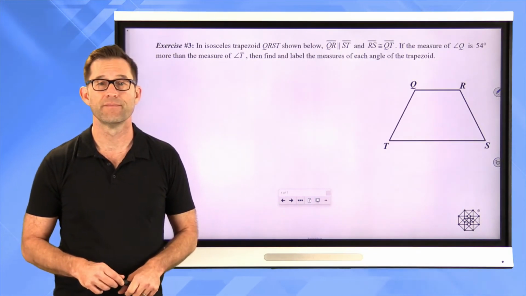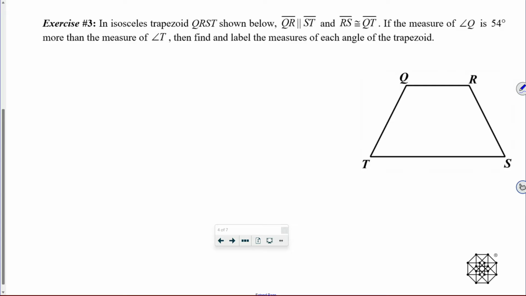Exercise number 3. In isosceles trapezoid QRST shown below, segment QR is parallel to segment ST, and segment RS is congruent to segment QT. If the measure of angle Q is 54 degrees more than the measure of angle T, then find and label the measures of each angle of the trapezoid.